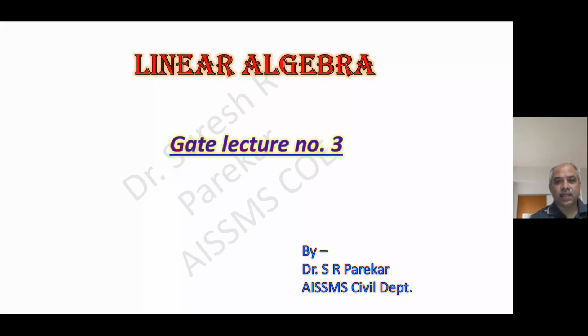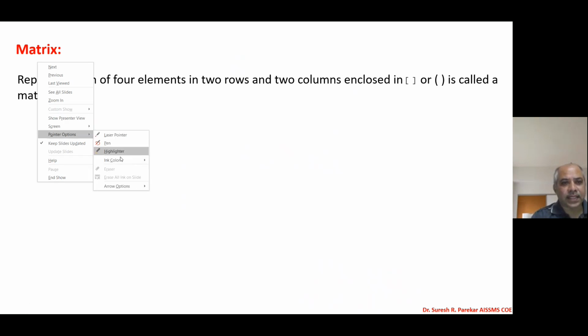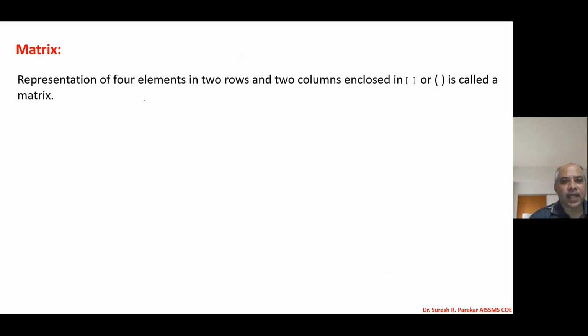Now we have this GATE series maths lecture, that is number 3. After determinant, we are going to switch over to matrix. So now matrix and determinant, we have a change in the representation of this.